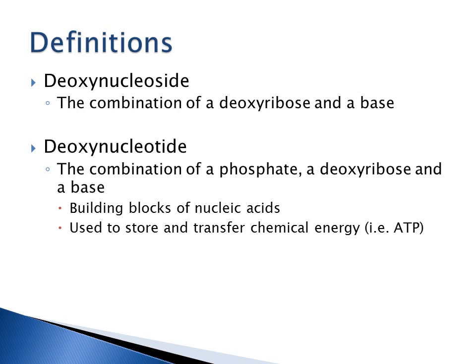Some definitions that are very important. A deoxynucleoside is a combination of a deoxyribose and a base. And a deoxynucleotide is a combination of a phosphate, a deoxyribose, and a base. So very similar, slightly different there. Deoxynucleotides are the building blocks of nucleic acids, and they're used to store and transfer energy in the form of ATP.